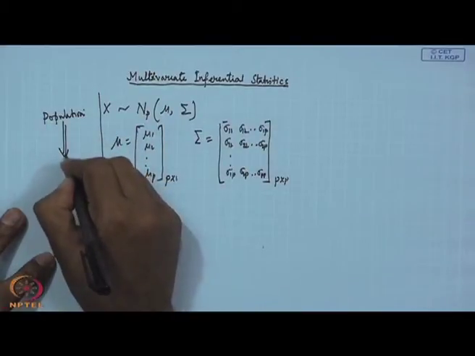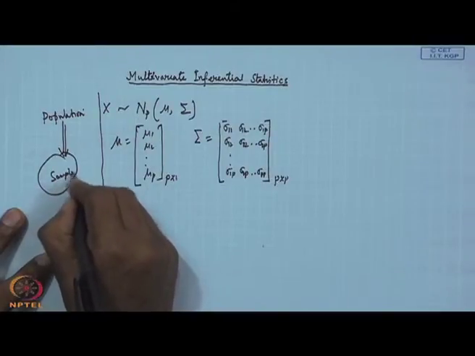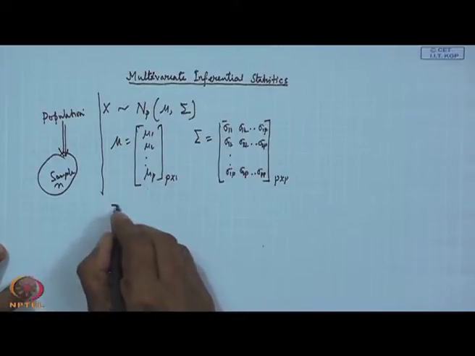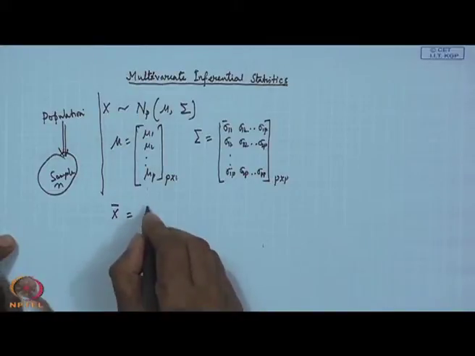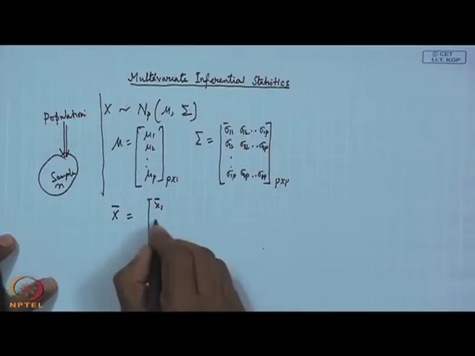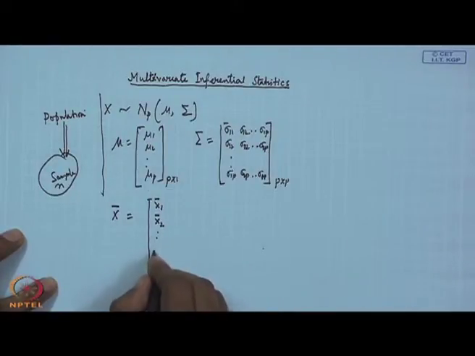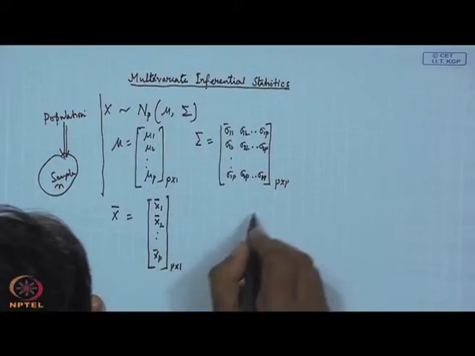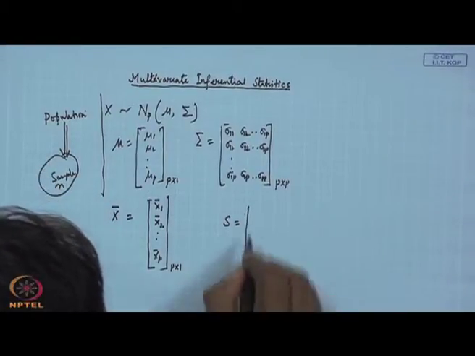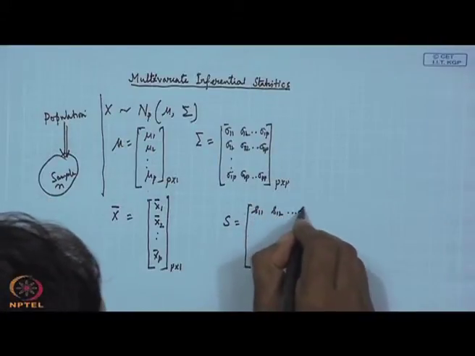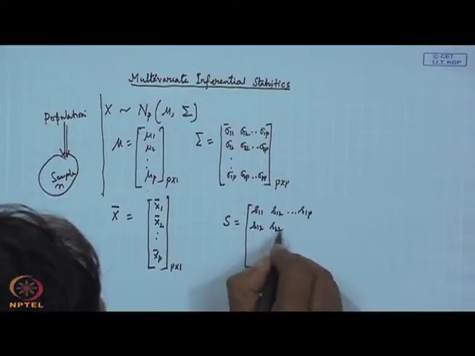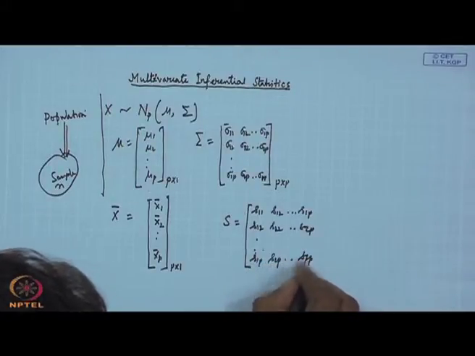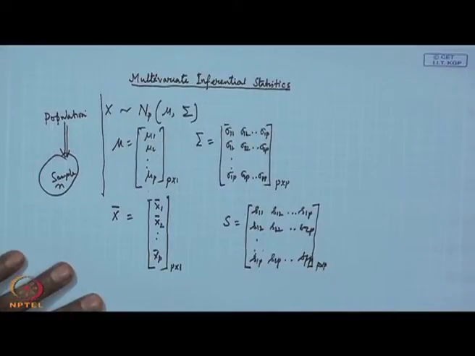When you sample from the population, for example, a sample of size n, then you compute sample statistics like x bar, which is again a p variable vector, x 1 bar, x 2 bar, like this, x p bar, and you also compute the covariance matrix, which is S 1 1, S 1 2, S 1 p, S 2 2, S 2 p, up to S p p, p cross p.